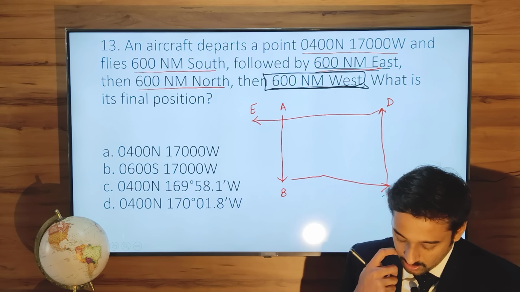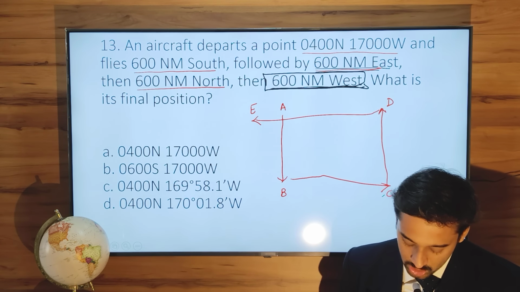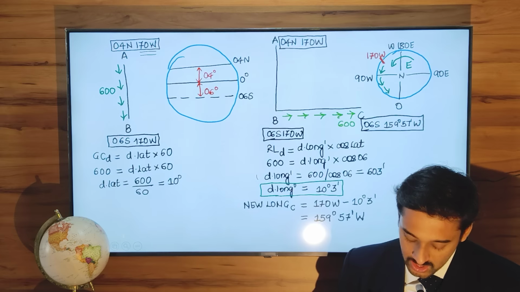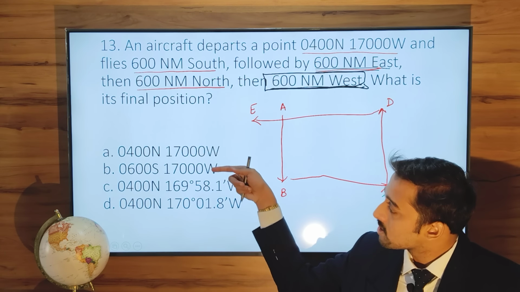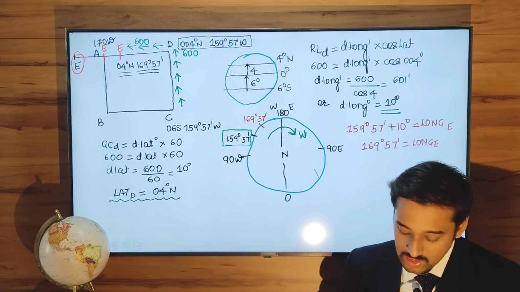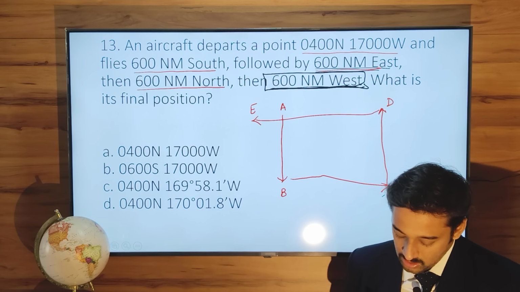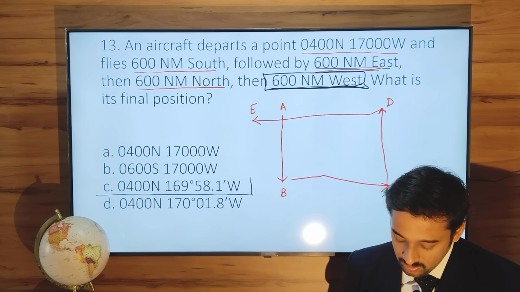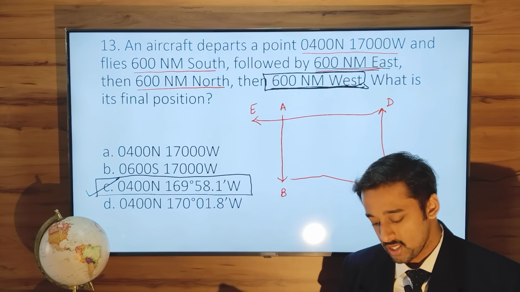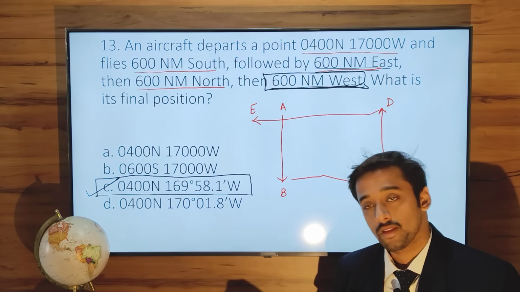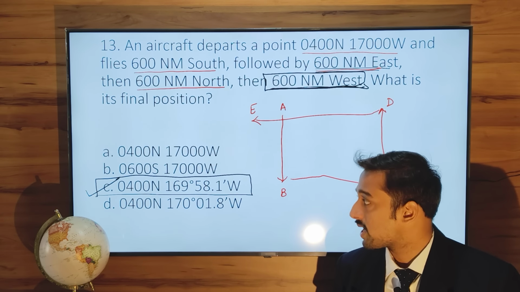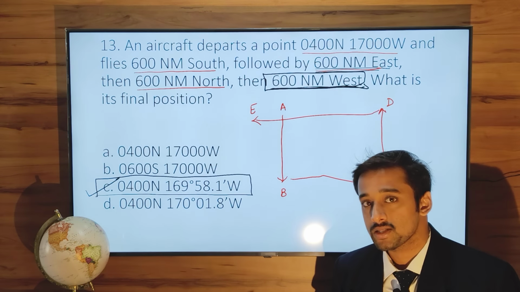So let's look at the options. It is 4 degrees north for sure. Okay, 4 degrees north. So let's look at the options which have 4 degrees north: A, C, and D. And then the longitude that we are talking about is 169 degrees 57 minutes. So 169 degrees 57 minutes is option Charlie. Okay, the closest accurate option is that. Approximately 170, but for the exam, select the option 169 degrees 58 minutes or 59 minutes, whatever we got.